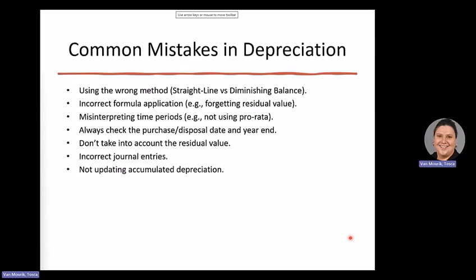Okay, then not updating accumulated depreciation. That is more on the diminishing balance method. Make sure that you take it year for year to calculate the correct depreciation for the correct year. And then sometimes students or candidate learners will also confuse depreciation with an asset disposal. Asset disposal comes only later in your school years, but those are also very important principles.